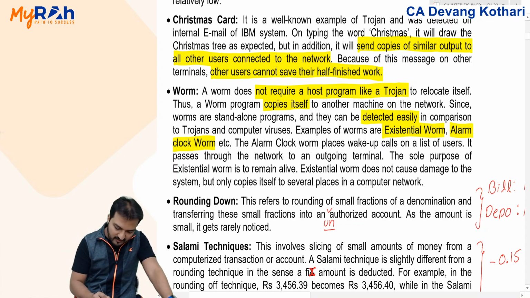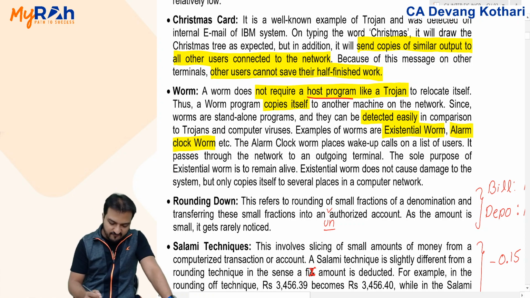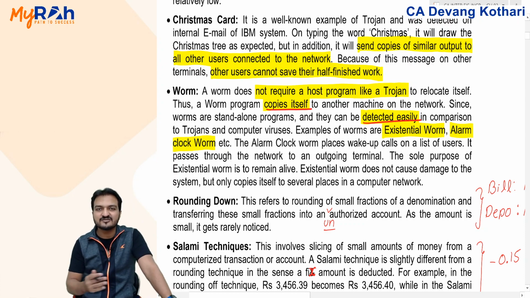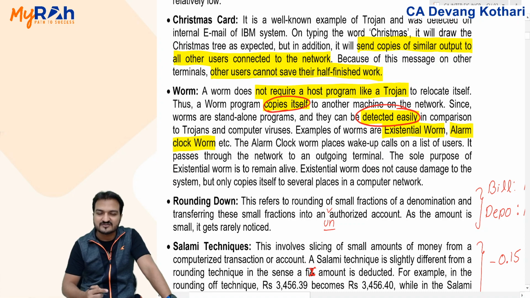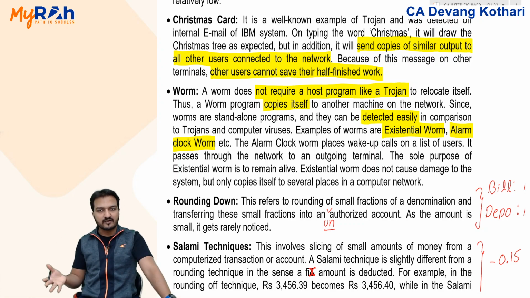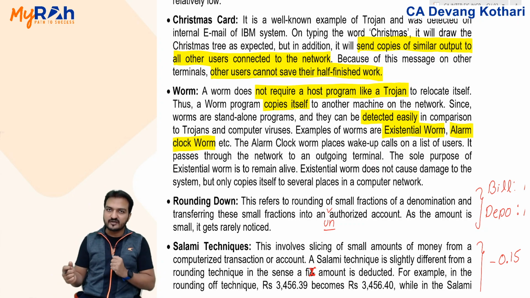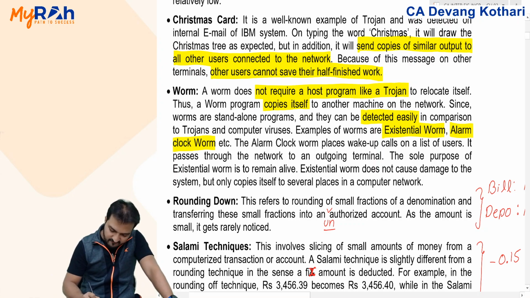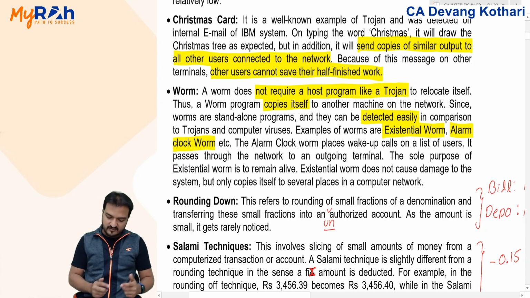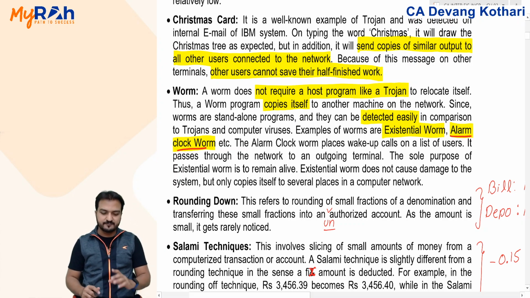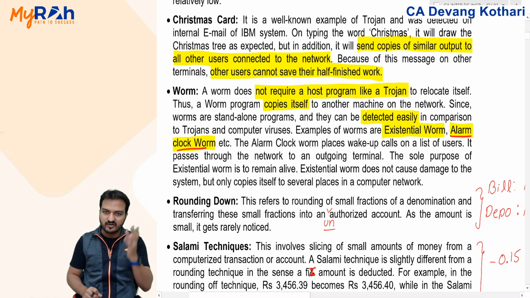A worm does not require a host program like a Trojan, because a worm exists separately. It copies itself, and it can be detected easily. These are certain keywords that should come in your answer. It copies on its own, but it can be detected easily in comparison to Trojans and viruses. Why? Because a worm exists separately, so it is easy to detect. Then the two examples under that were the existential worm and the alarm clock worm. An existential worm will just exist and occupy space in your RAM, slowing down your things. And an alarm clock worm will just set unnecessary alarms to wake you up and all.